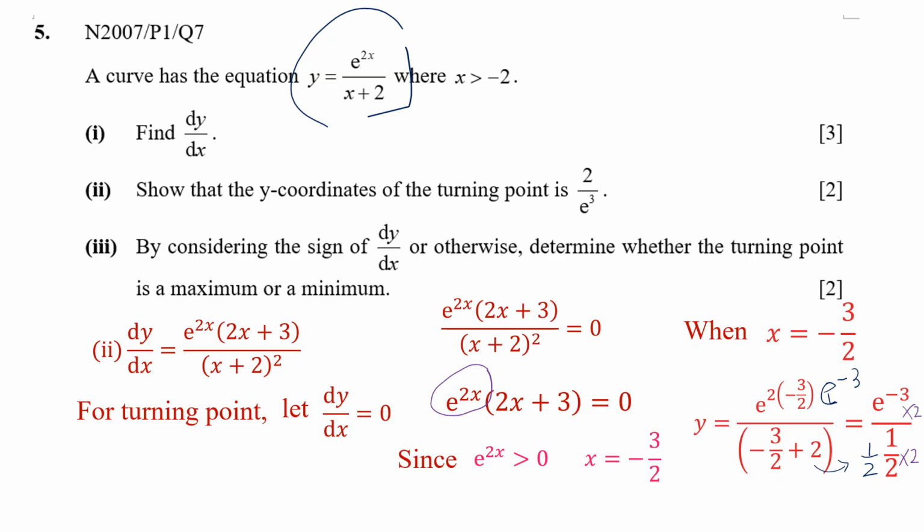You end up getting 2 e to the power of negative 3 over 1, which is 2 e to the power negative 3. Then convert this into a positive index, that is 1 over e to the power 3. So basically this is just 2 over 1 times 1 over e to the power 3. This gives you 2 over e to the power 3, which is what they want us to find. So, shown.